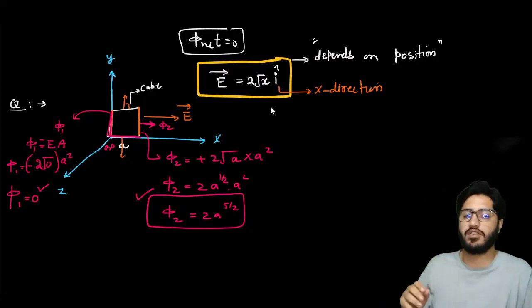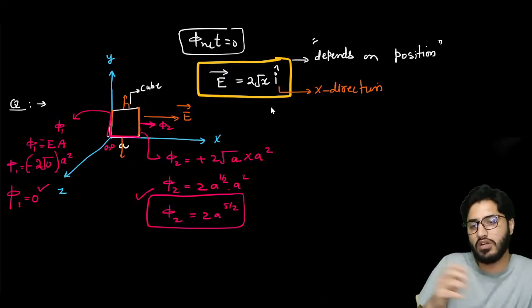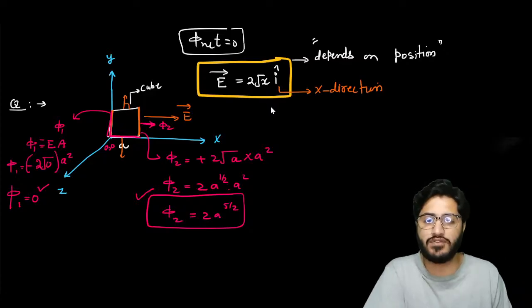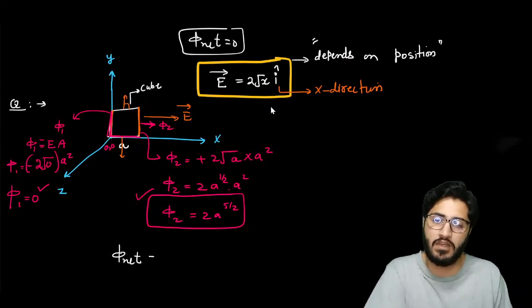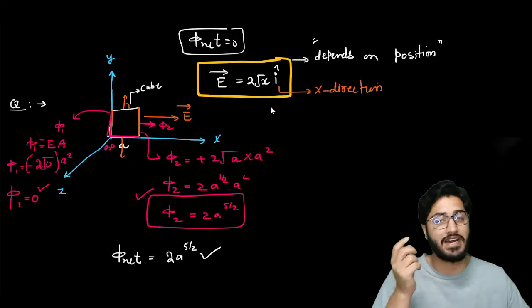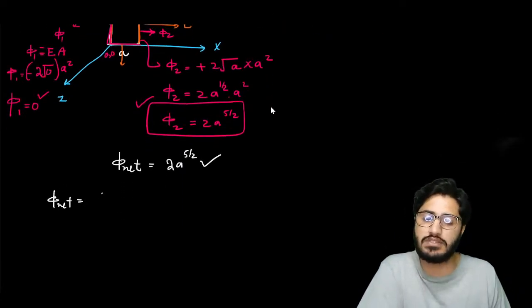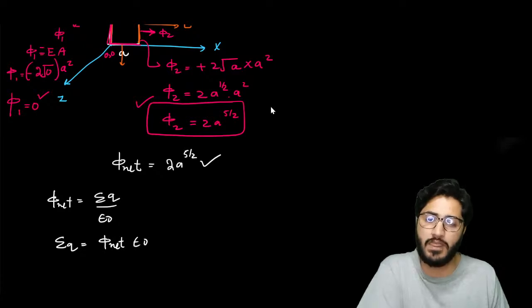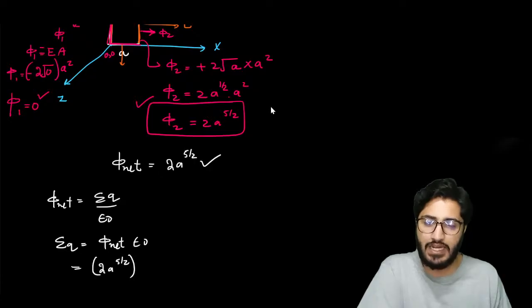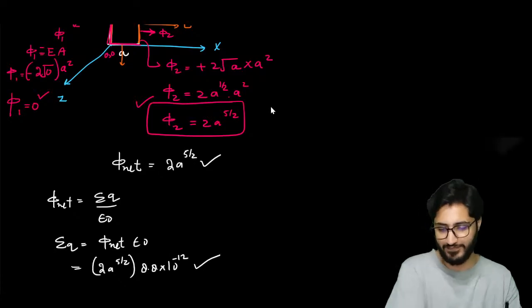If somebody asks you, we got the net phi, that the net phi is 2A power 5 by 2. Now, how to find the charge? We know that, sir, phi net is equal to summation of charge divided by epsilon naught. If I need to find the charge, charge will be equal to phi net into epsilon naught. So phi net is how much? It is 2A power 5 by 2. Then epsilon naught is equal to 8.8 into 10 to the power minus 12. This is my answer.